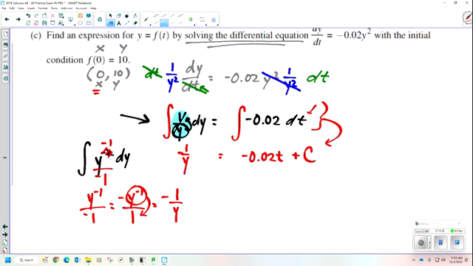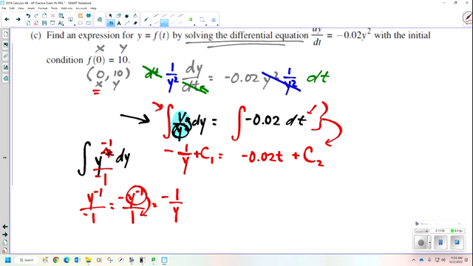Negative 1 over y. There's no bounds in this one either, so I still need a plus c. Now, those constants on the left and right side are different. Even though they're both c, I can say the one on the left is c1, and the one on the right is c2. Because maybe the constant on the left is 3. Maybe the constant on the right is negative 7. I don't know. Maybe they're the same. Maybe they're not.